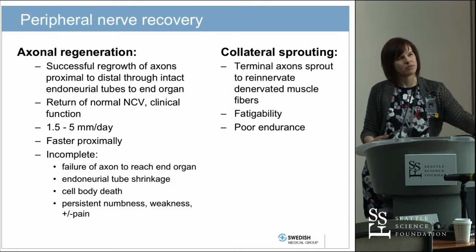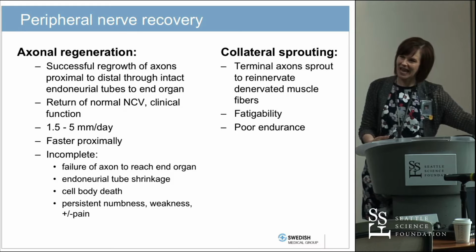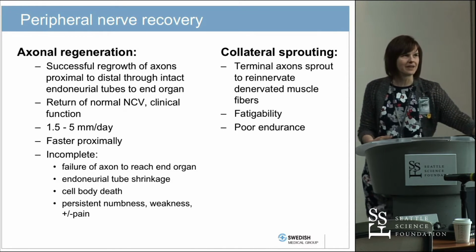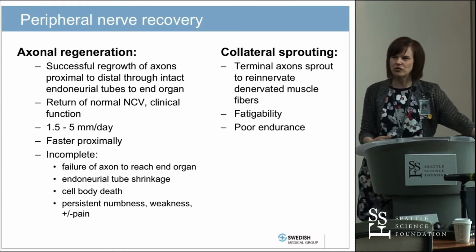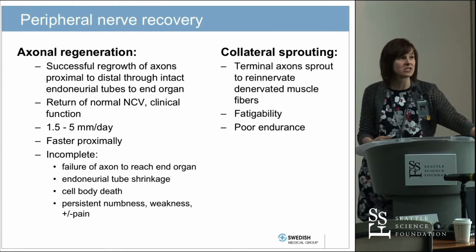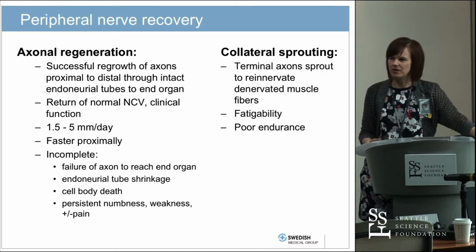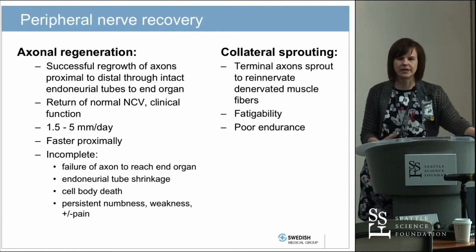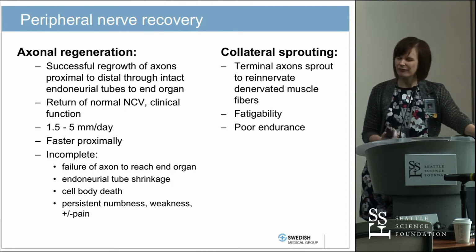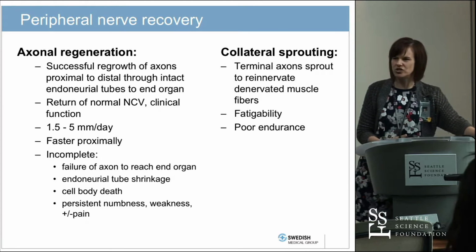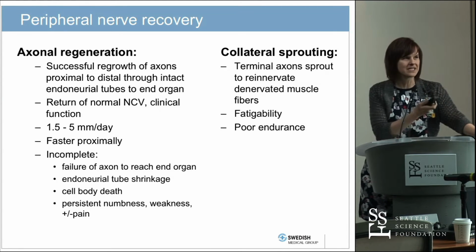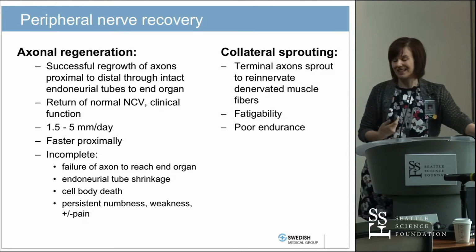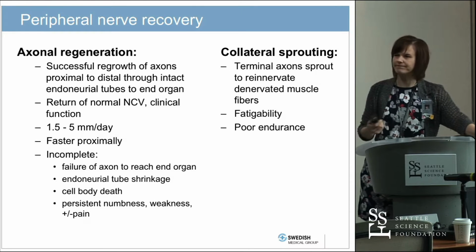It's very slow, somewhere between 1.5 to 5 millimeters per day. I usually tell my patients it grows about as fast as their hair and their fingernails. It's faster proximally, and it tends to fizzle out and slow down as time continues, and often it's incomplete. We think that there's something about axoplasmic flow and getting nutrients to that nerve as it recovers, that eventually it fizzles out and you get failure of the axon to reach the end organ for longer distances. And this is partly due to shrinkage of the endoneurial tube, death of the cell body, and this leaves patients with persistent numbness and weakness, obviously.